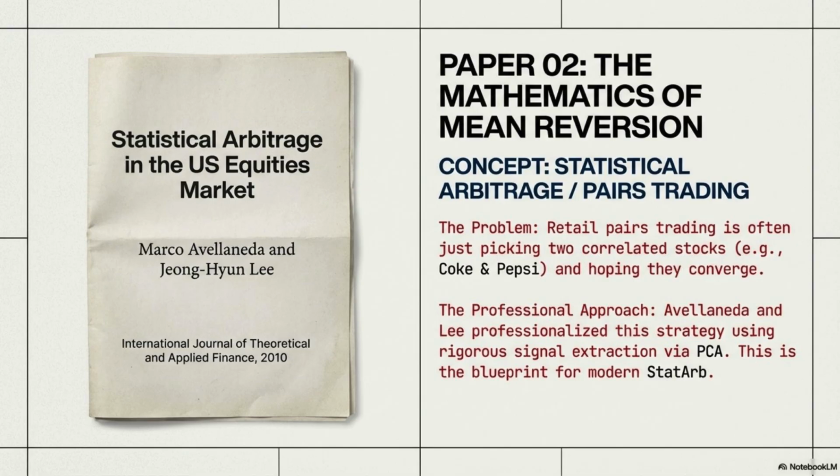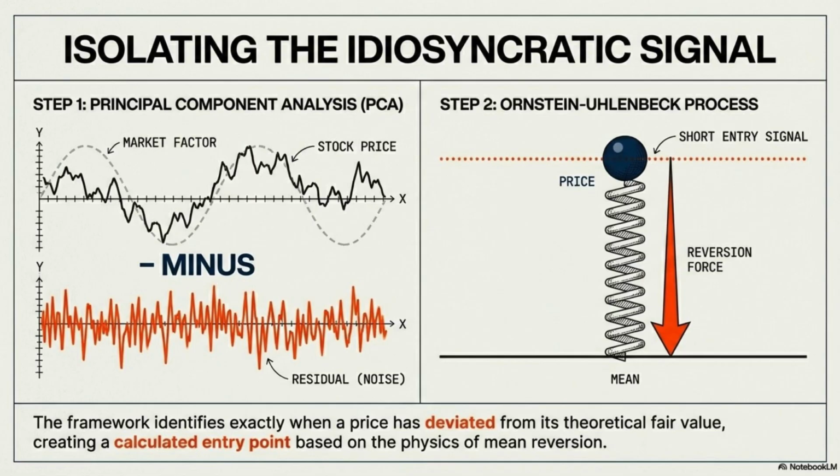Paper number 2 takes us away from long-term factors and into the world of medium-frequency trading. This is Statistical Arbitrage in the U.S. Equities Market by Marco Avellaneda and Jeong-Hyun Lee. If you want to build a pairs trading or a mean reversion bot, stop watching YouTube tutorials and read this paper first. Many retail traders try pairs trading by just picking 2 correlated stocks like Coke and Pepsi and hoping the spread converges. Avellaneda and Lee professionalized this.